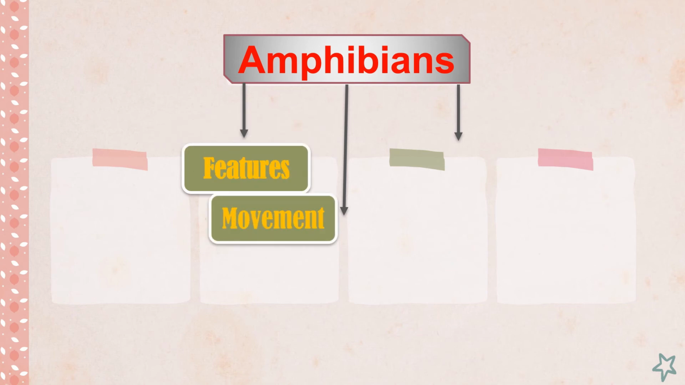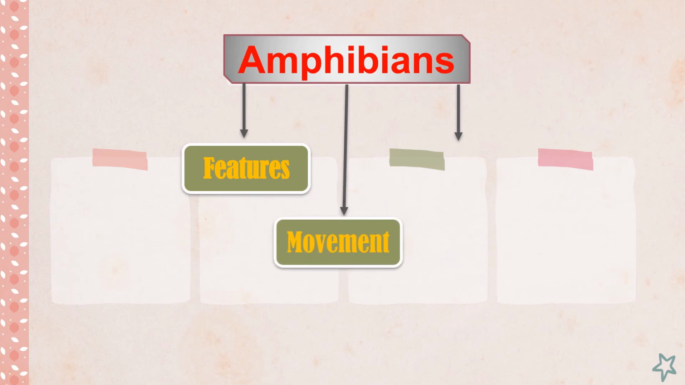Okay, next is movement. When this type of animal is young, we call some of them tadpoles. And the last is breathing. When they are young, they breathe through their gills in water. When they are adults, they breathe through their lungs and with skin on land. Okay, do you understand, everyone? Very good.